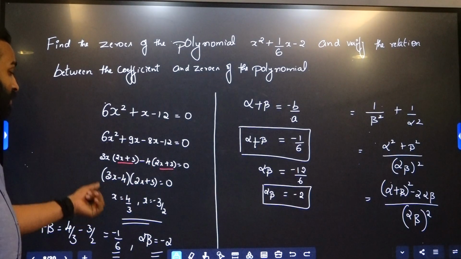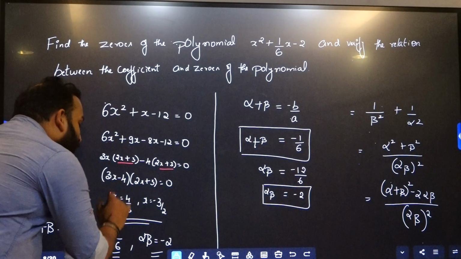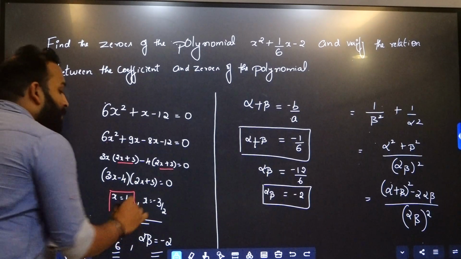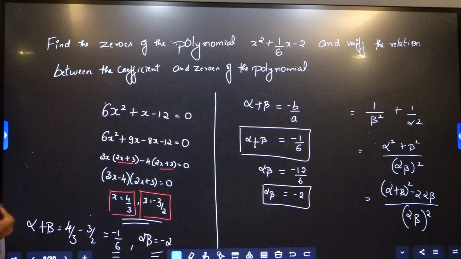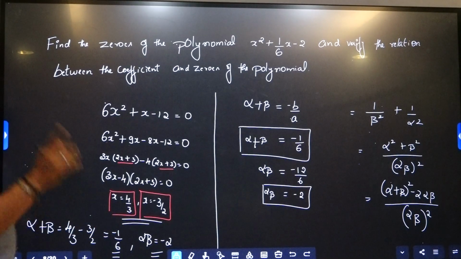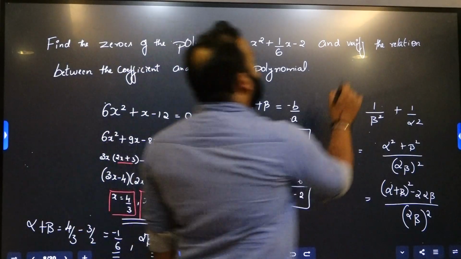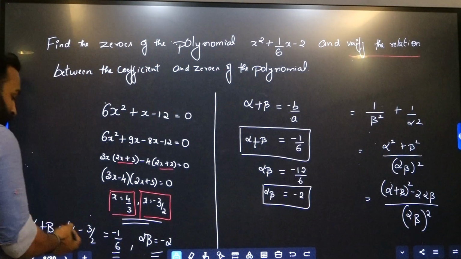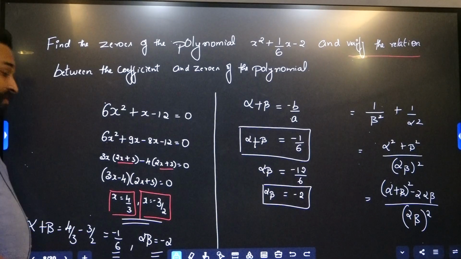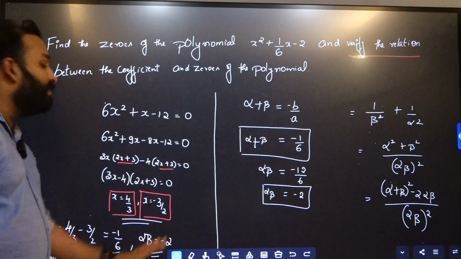So you equate 3x minus 4 to 0, you get x as 4 by 3. You equate 2x plus 3 to 0, you get x as minus 3 by 2. So you got two values for x. Now here, one will be considered alpha, another will be considered beta. Add them, children, alpha plus beta, because they told in the question to verify the relation between the coefficients and zeros of the polynomial. So alpha plus beta is 4 by 3 minus 3 by 2, which is minus 1 by 6. Alpha into beta is minus 2.